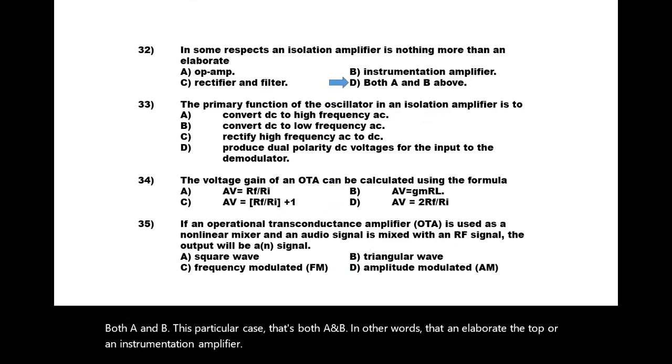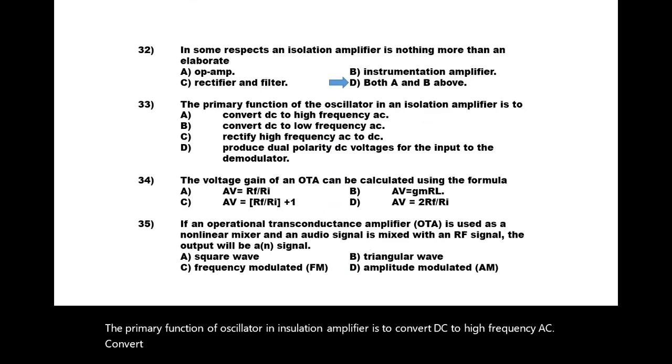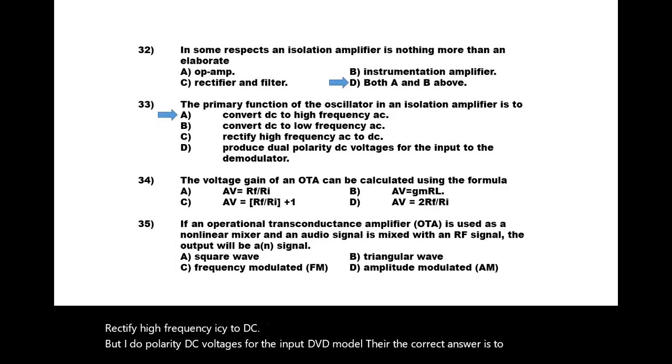In other words, an elaborated op-amp or an instrumentation amplifier. The primary function of the oscillator in an isolation amplifier is to convert DC to high frequency AC, convert DC to low frequency AC, rectify high frequency AC to DC, or produce dual polarity DC voltages for the input to the demodulator. The correct answer is to convert DC to a high frequency AC.